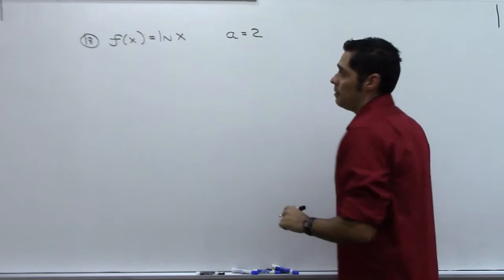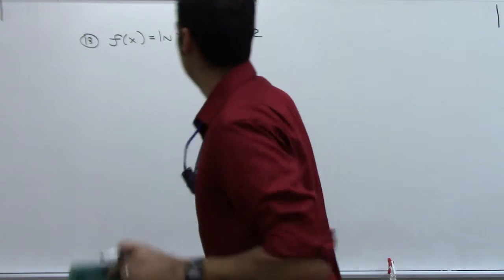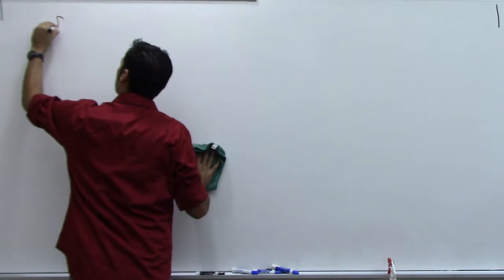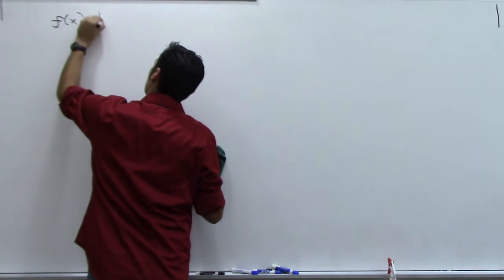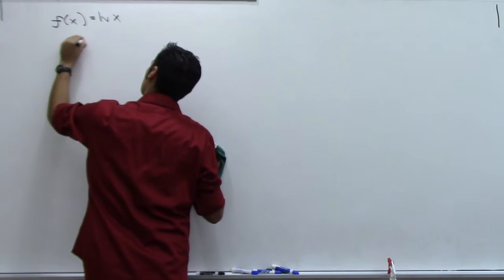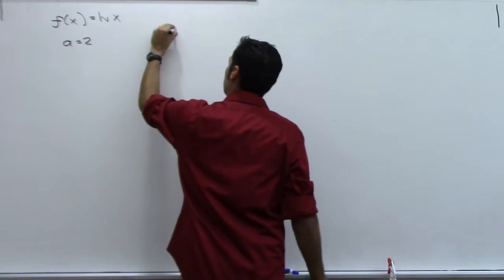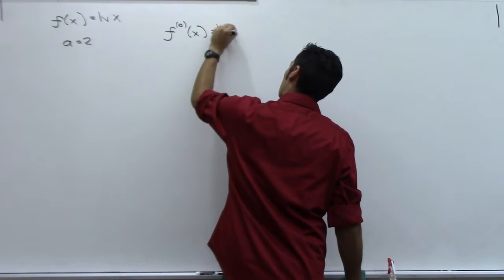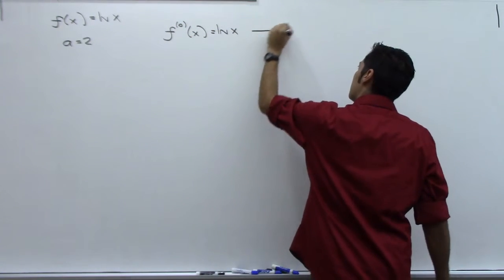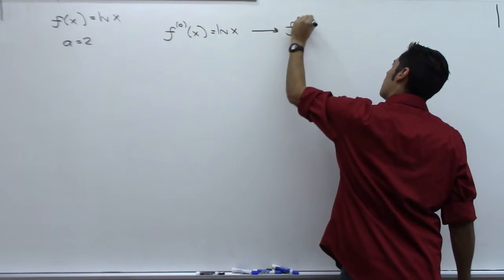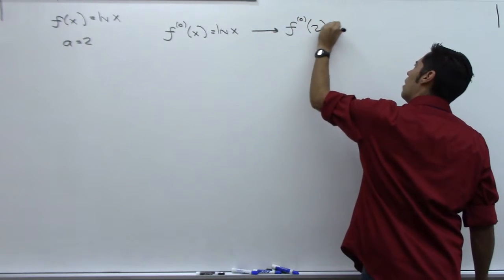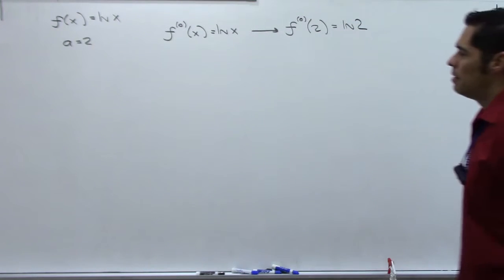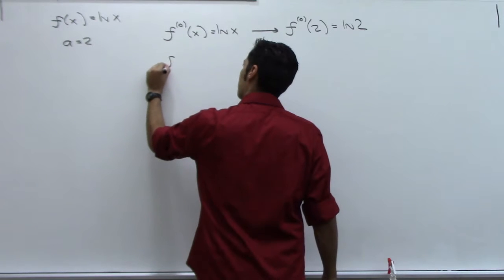All right. Now these derivatives are going to start to get kind of funky. So I think what I'll do is this. I'm going to move this over a little bit. f of x is natural log x, a is 2. So let's start looking at our derivatives. The zeroth derivative is natural log x. If I take the zeroth derivative and I plug in 2, I get natural log 2, which is just a number, whatever it is.